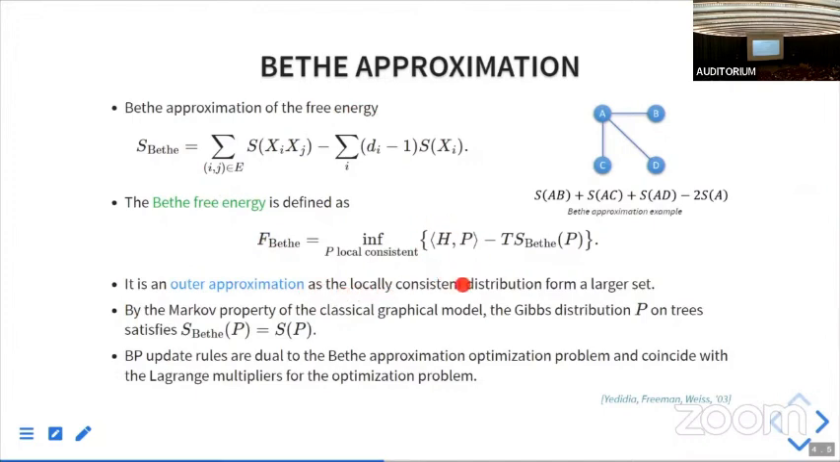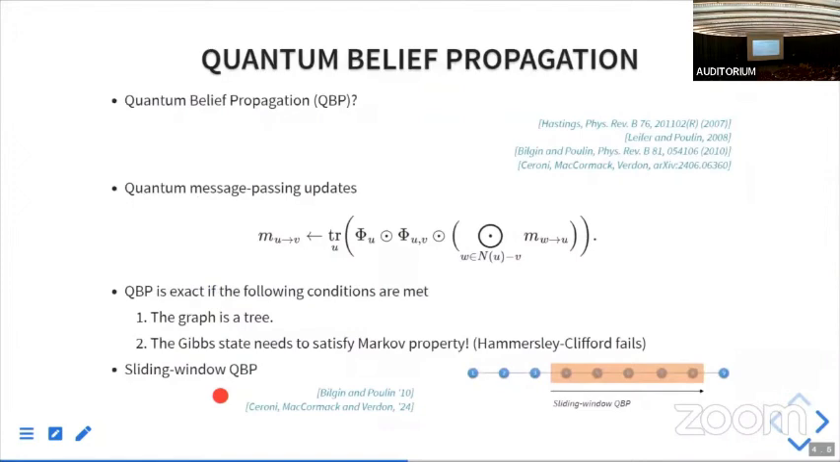It works well on trees because when you think about the approximation of the Gibbs distribution, these two are equivalent. You can use Markov properties to prove that replacing the entropy with the Bethe approximation is not a bad choice. What's interesting is that you can derive the belief propagation update rules, the message passing rules, by considering the optimization problem. You find that these rules are actually the Lagrange multipliers of the optimization problem. So it's a dual picture in the optimization. That's all about classical belief propagation.